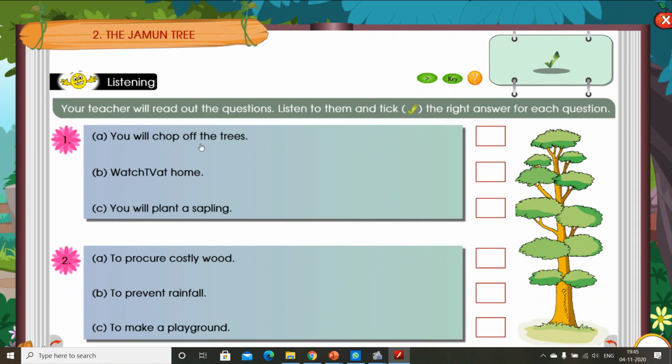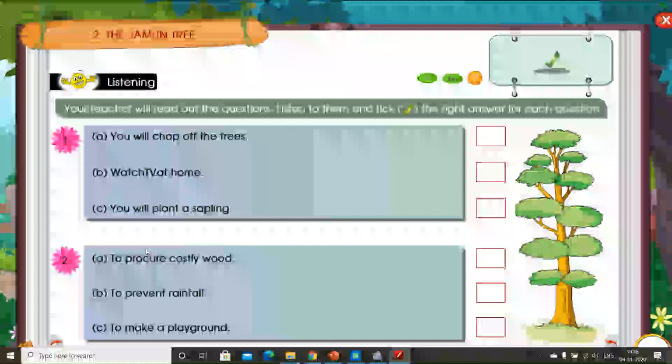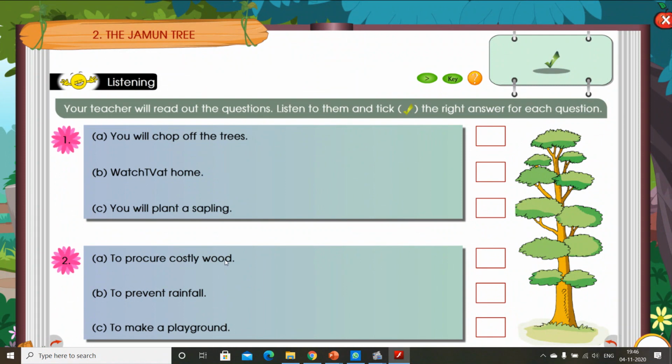You will chop off the trees. That means you are going to cut down the trees. Are you going to cut down the trees? No. What will you do at home? Watch TV at home. See, you will plant a sapling. That means which one are you going to do? You are going to watch TV at home, isn't it? Next: to procure costly, to prevent rainfall, to make a playground.